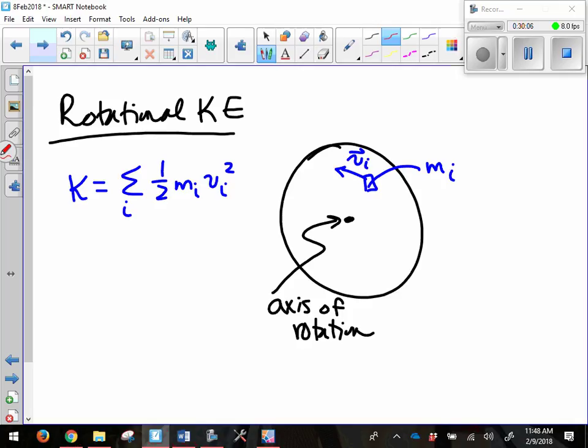But what's the same for every point on my object? It's a rigid body. The omega. So if I could somehow turn this into omega, that would help. So here's my omega. It's turning that way. And I'm going to say that my little point, my little mass mi, is at some radius ri. So how can I write vi in terms of omega and ri?